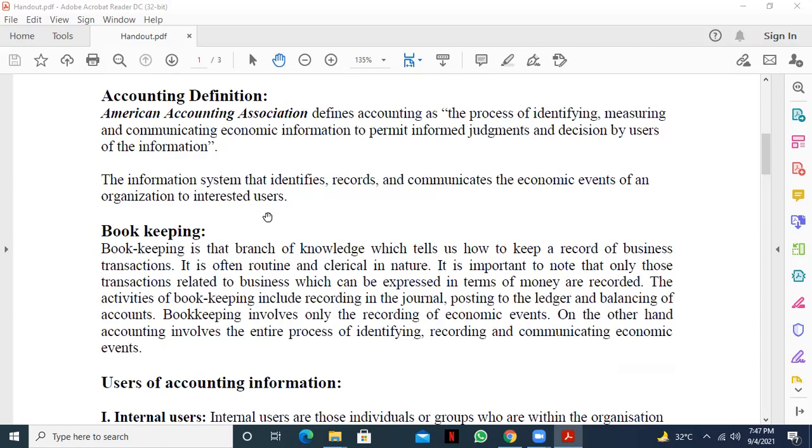That means in bookkeeping, first of all you will identify whether it is a transaction or not, then you will record it and make a journal. You will prepare the journal. From the journal you will prepare the ledger, and from the ledger you will prepare the trial balance.